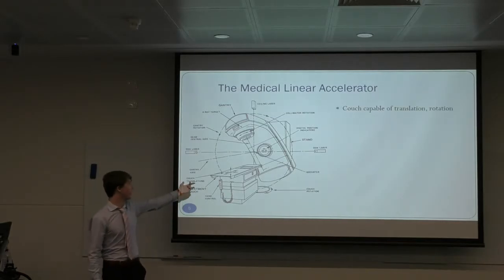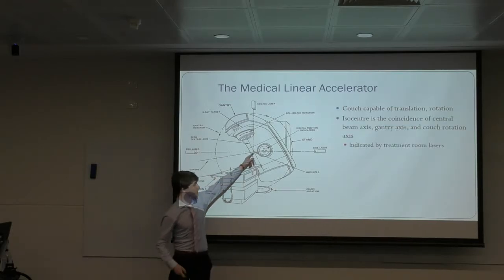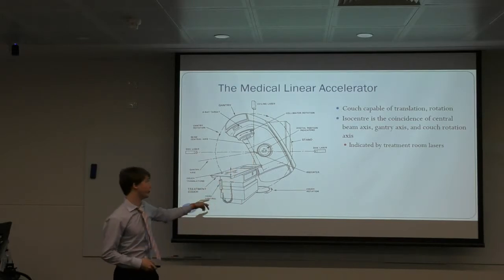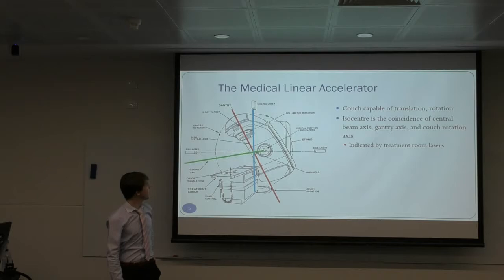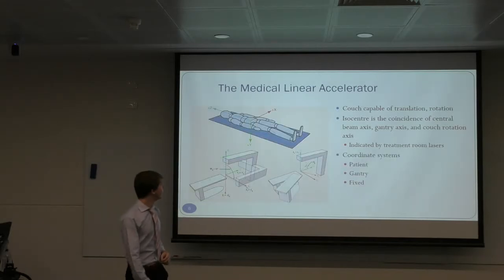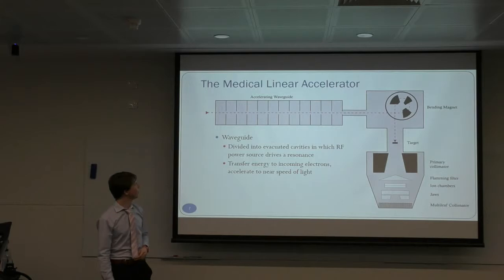You've got a couch here, which is capable of translation and rotation. And you've got this point in the middle, called the axis center. And that's where you want to place the tumour. It's defined as the coincidence of the central beam axis, the gantry axis, and the couch rotation axis, ideally intersecting at a single point. And there's different coordinate systems that you can place over the top of everything. So this is a simplified diagram.